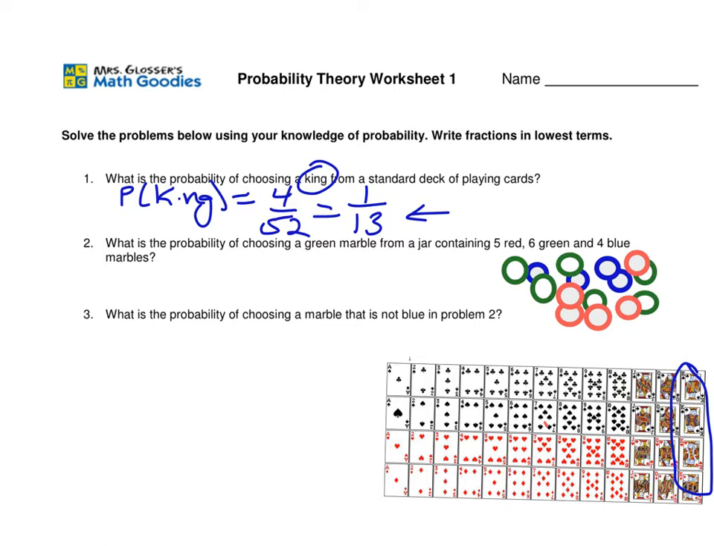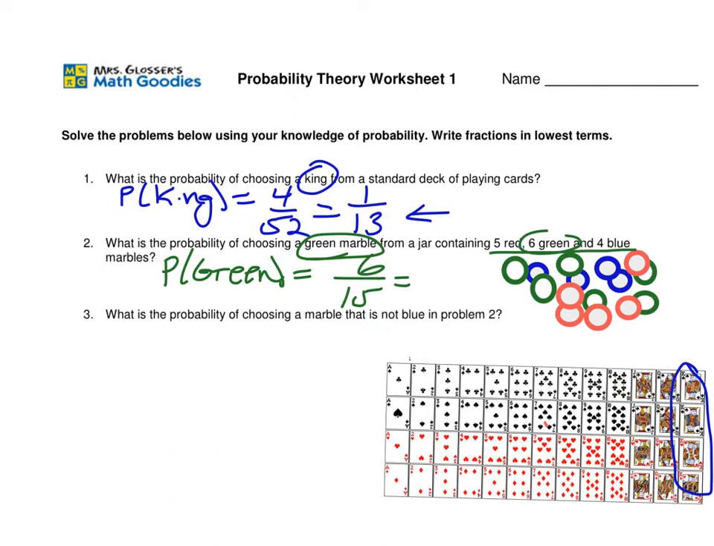Number 2, it's asking for choose a green marble. So we're looking for greens. The first thing you do, probability of green equals, and then you look for that total. 5 plus 6 plus 4 equals 15. So this is out of 15, and that would be the green. That's 6. So 6 out of 15.